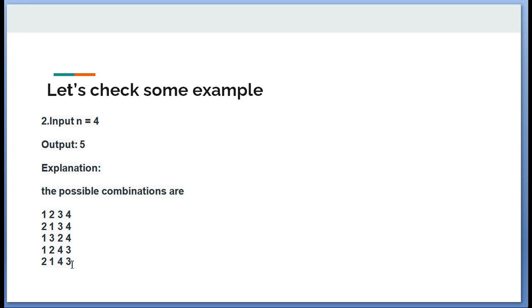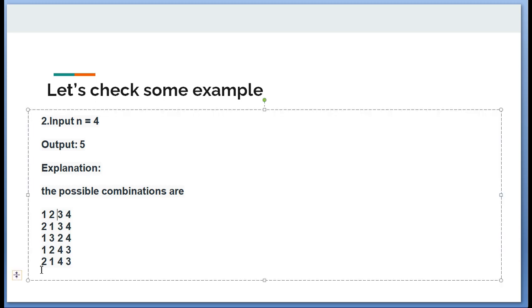I would ask you to take pen and paper and try some combinations and check if they are valid or not. For example, we can't put 3 at front, so all the combinations starting with 3 will be discarded. We can't take 4 at front, so all with 4 at front will be discarded. We can't take 1 at the third position or the last position. So only these 5 are the valid ones.